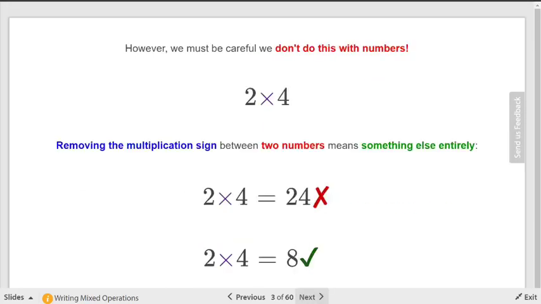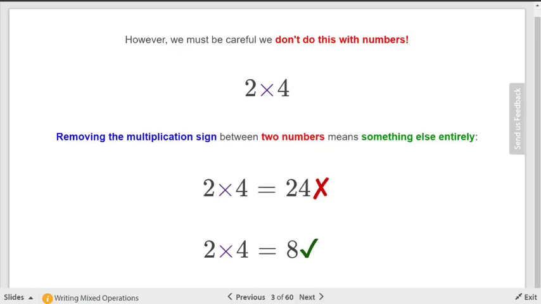Good. Now, that does not work if it's not algebra. So 2 times 4 can't become 24, right? It has to be 8. 2 times 4 is 8. So don't try this with arithmetic. This only works with algebra, the variables.